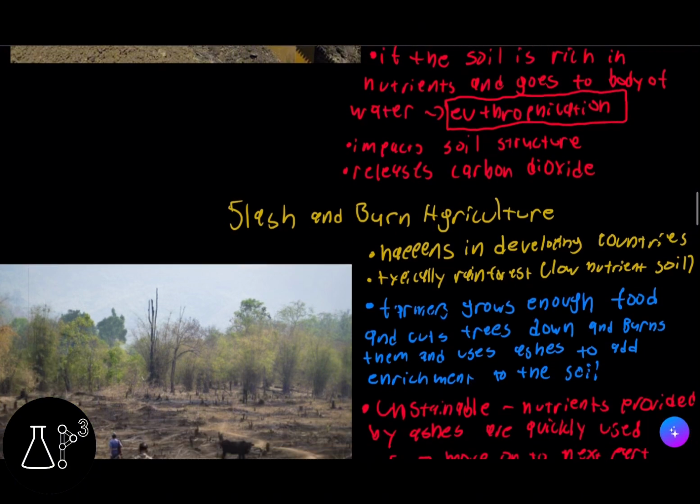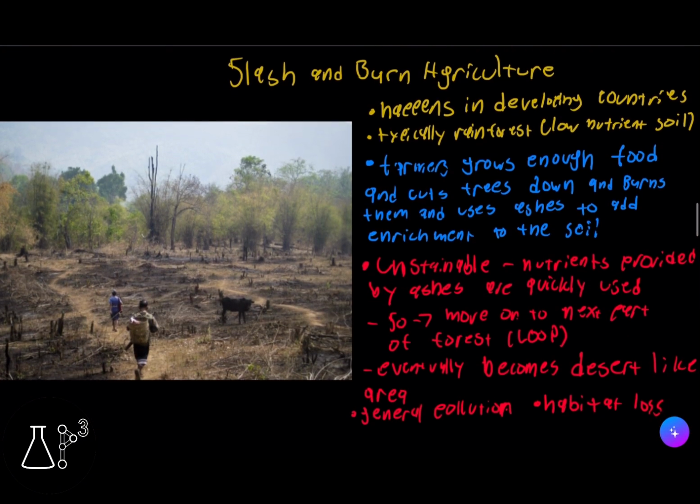Now the third topic is going to be slash and burn agriculture. So this mainly happens in developing countries such as Brazil, and it happens typically in rainforests when there's no nutrient soil. Now what's the definition? Basically, it's going to happen when farmers grow enough food for themselves and family, and they're going to cut the trees down and burn them and use that ash from burning the trees to add enrichment into the soil. Now how this works is that as we burn down all the trees, we're going to get those ashes and put them into soil to make the plants richer in nutrients or grow faster.